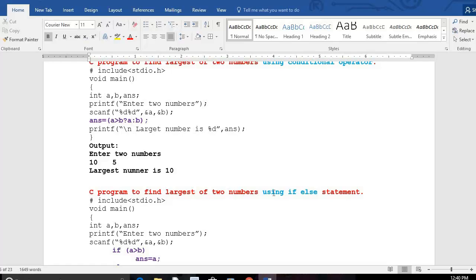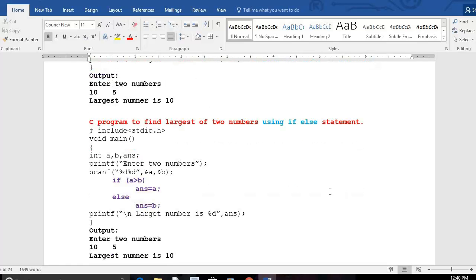Now the C program to find the largest of two numbers using the if-else statement. Start: int A, B, answer, enter two numbers, address of A, address of B. If A is more than B, then the true block works, else the false block works. This is if-else. The machine will check the condition. If it is true, the true block works, otherwise the false block works. Any one of them works, not both. That's fine.